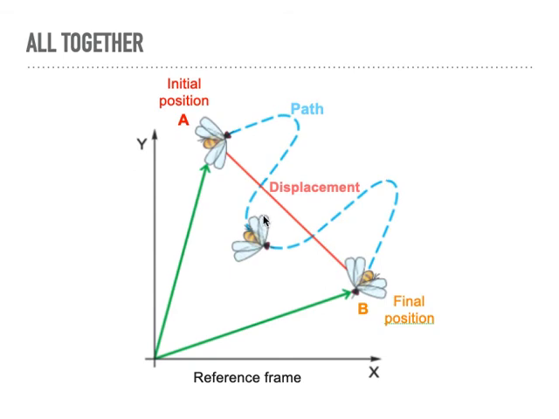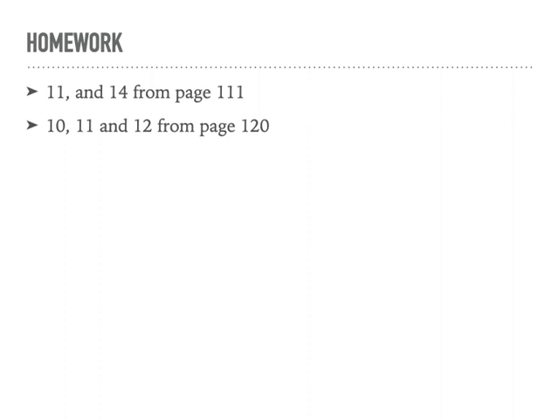But if we want to say, okay, what's the shortest distance between A and B? That's the straight line. That's not what the object did. That's not what the fly did. But it's the shortest distance between A and B, and that's displacement. And of course, we need the reference frame to measure it all, because if we change the reference frame, everything is going to change. And that's the final slide, because here comes the homework.